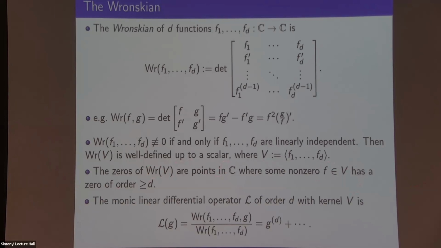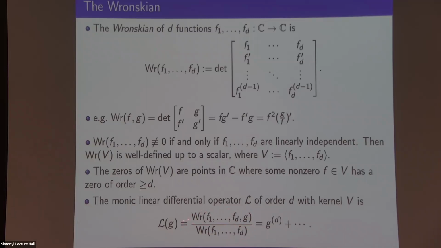Okay, a final thing, the Wronskian comes up a lot in differential equations. If you taught a course on differential equations, you've probably seen this Wronskian. One way to explain that is as follows. V here is a d-dimensional space of functions, so it should be the solution space of a linear ODE of order d. And we can write down this ODE explicitly using the Wronskian. The ODE is just the kernel of L, and L is this differential operator, which takes the function g to the Wronskian of f1 through fd and g, divided by the Wronskian of f1 through fd. And why is that?